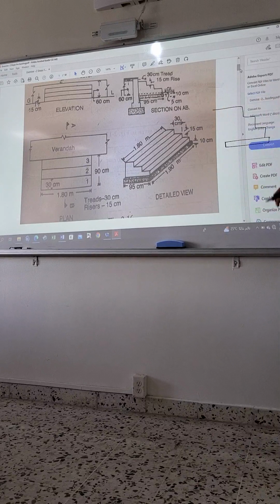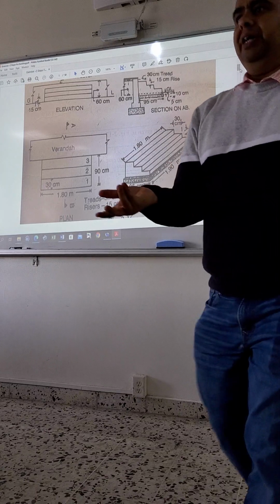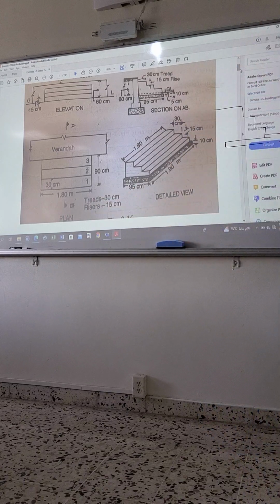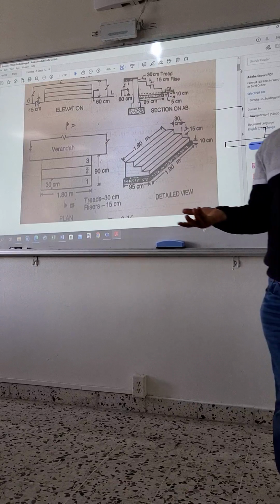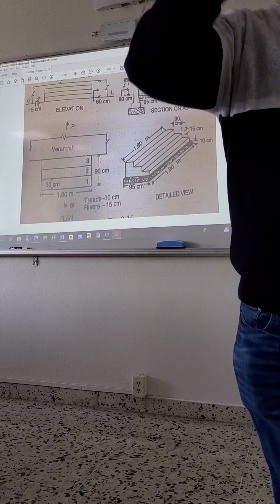Okay, these are the steps. Your ground level can be here, or anywhere. Our ground level is a little bit above this. The distance from here to here in the drawing is given as 15 centimeter, 10 plus 5. It depends on the drawing. Ground level can be anywhere, so you have to see in the drawing where the ground level is.